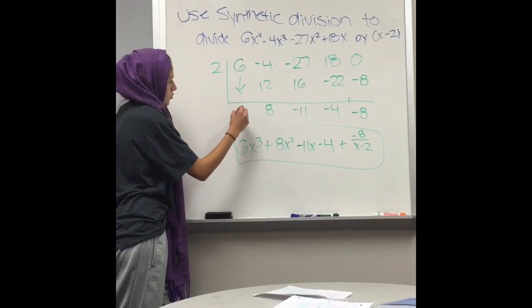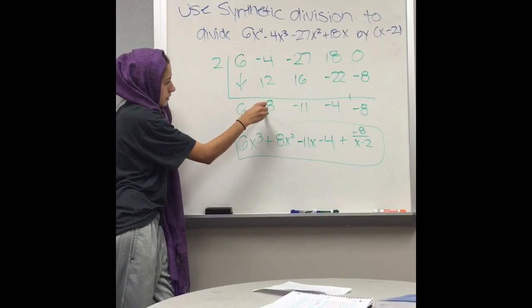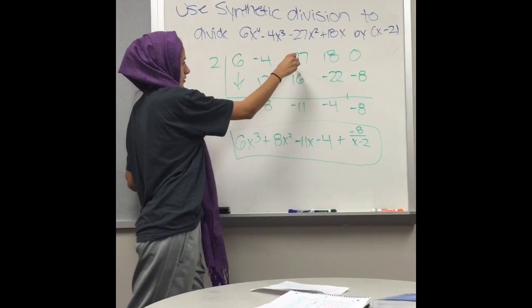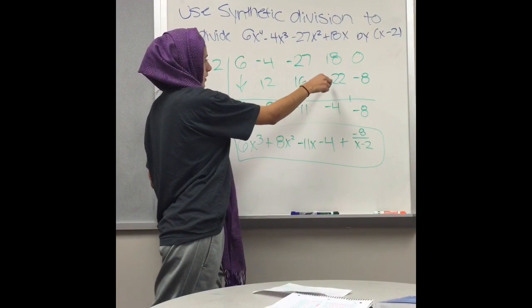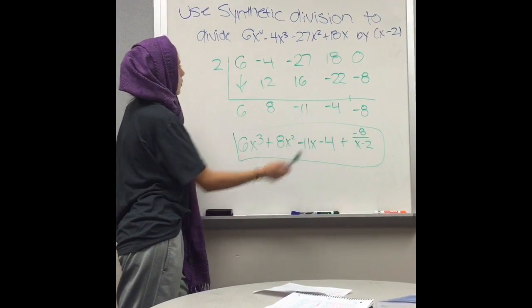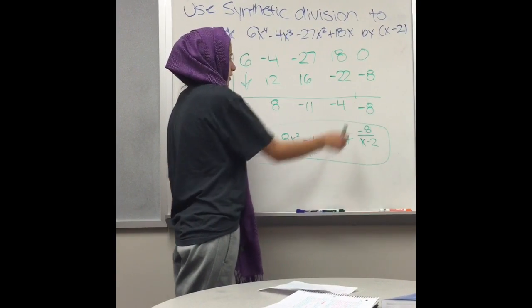Your first step is to drop the 6, so 6 times 2 is 12, and then you add these 2 terms, so you get 8. 8 times 2 is 16, add these 2 terms and get -11. -11 times 2 is -22, and you add them and get -4. And 2 times -4 equals -8, and when you add them you get -8.